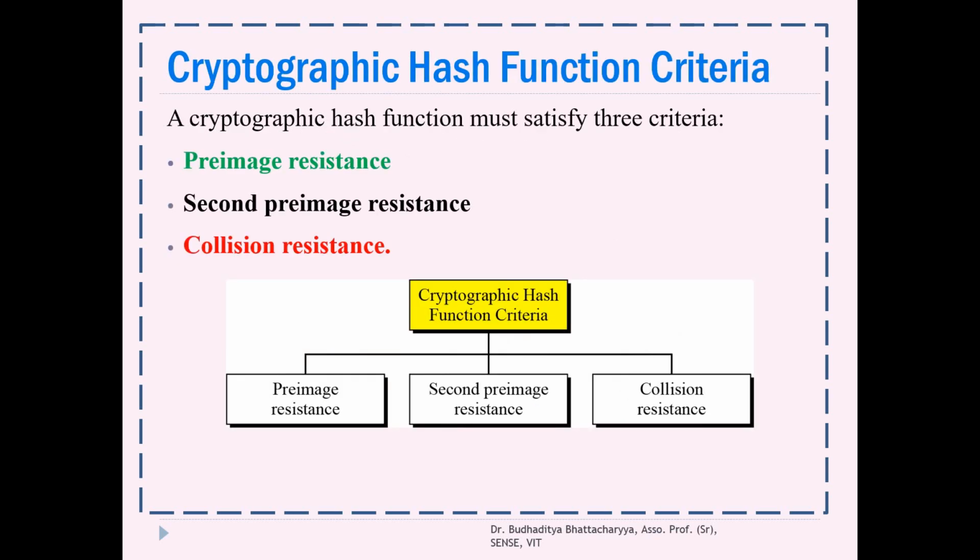Right? Now we have three properties. Let us discuss them one by one, and that will be the end of today's class. So we have three specific things that we have to consider for a proper cryptographic hash function. The three properties primarily are pre-image resistance, second pre-image resistance, and collision resistance.